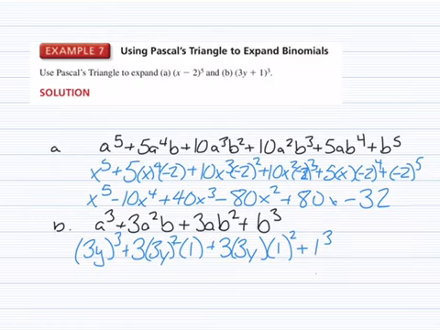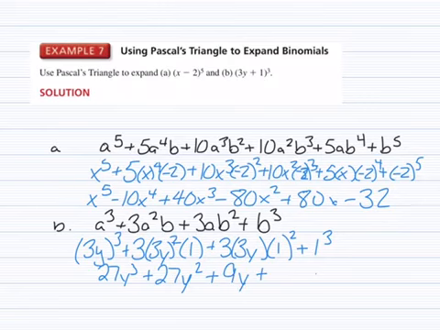3y to the 3rd power is going to be, whoops, not 9, but 27y cubed. 3 squared is 9 times another 3 is plus 27y squared, because that 1 really isn't going to do anything. Plus 3 times 3y is 9y, times 1 is still just 9y, plus 1. So there you have it.